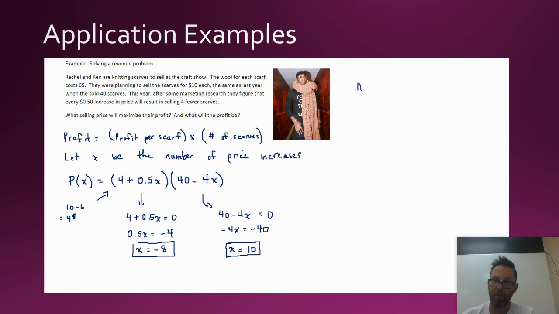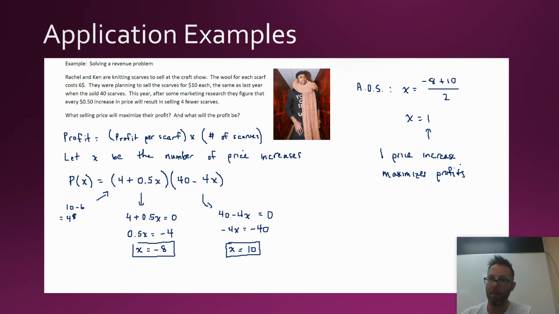What's the axis of symmetry? Well, it's at the average of those two things. Add them, divide by 2. So that's 2 divided by 2, which is equal to 1. So what we actually know is 1 price increase maximizes profits. So without actually finding the y value, we've answered that part of the question.